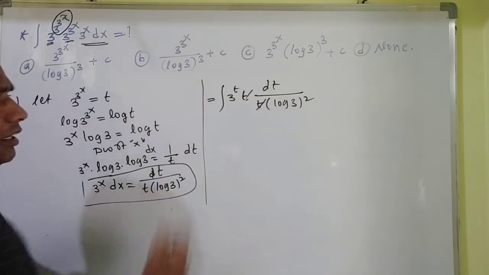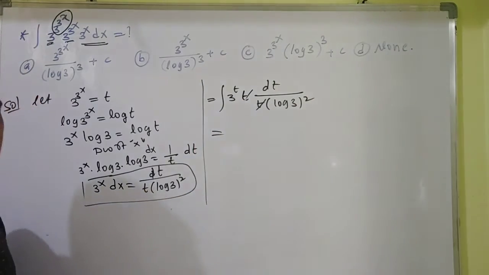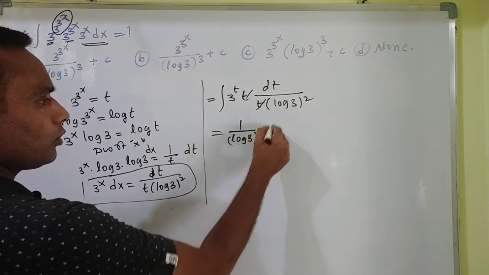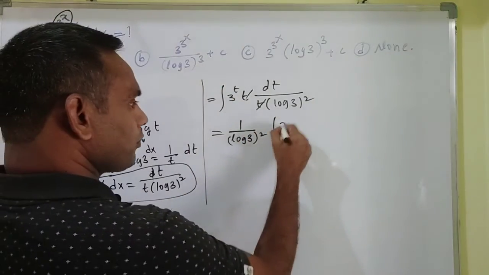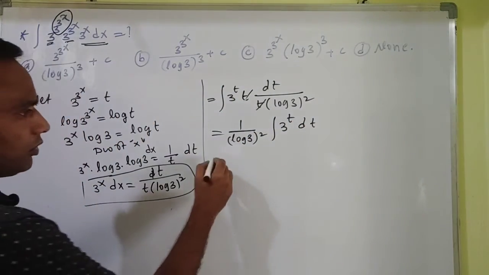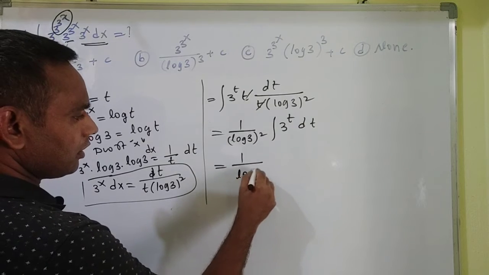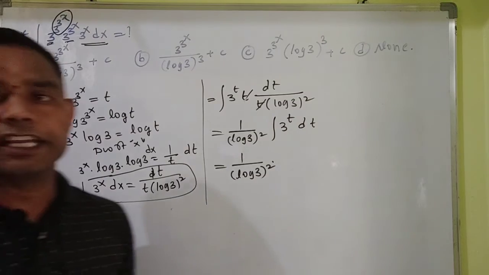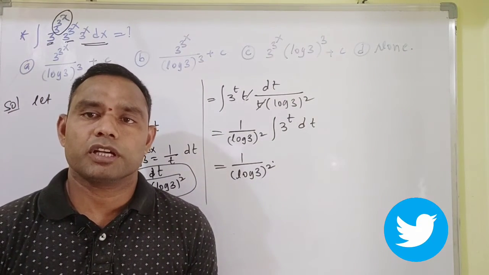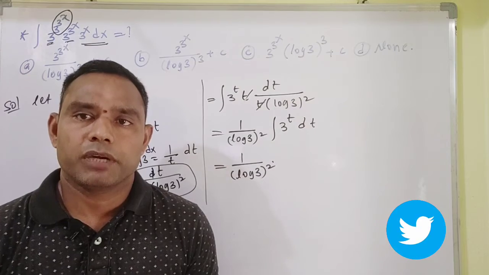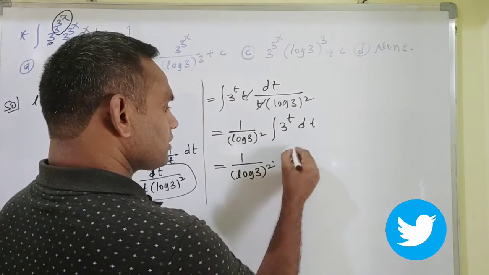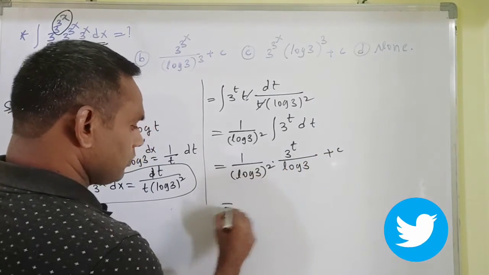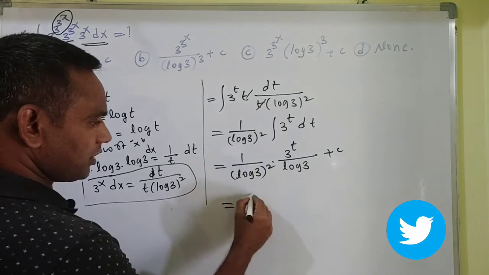Now t and t cancel. Log 3 is a constant, so write it in front of the integration: 1 by log 3 whole square times the integration of 3 power t dt. We know that the integration of a power x dx is a power x by log a. So the answer is 3 power t by log 3 plus c.